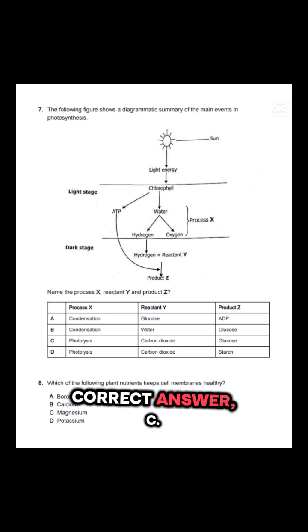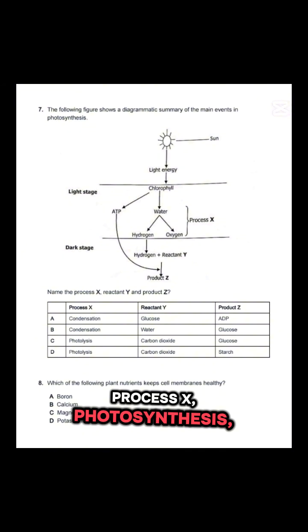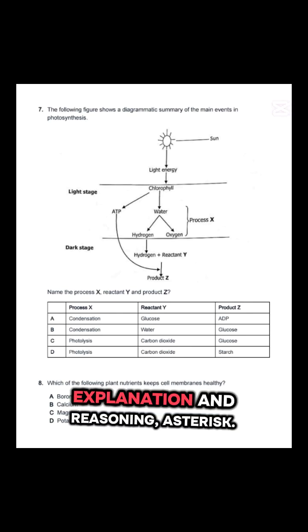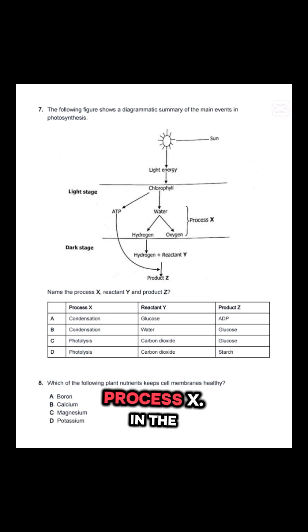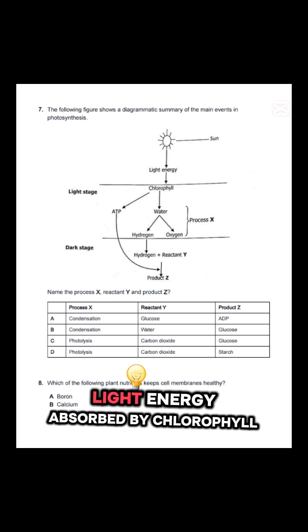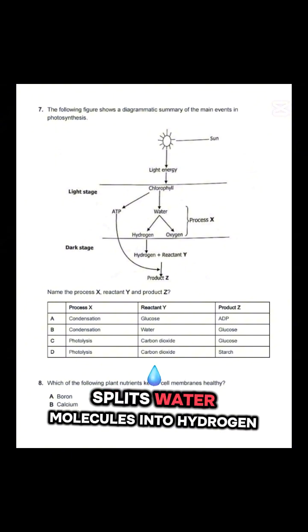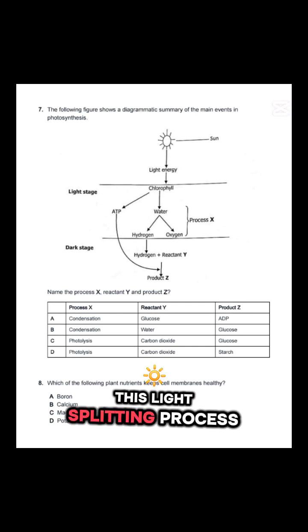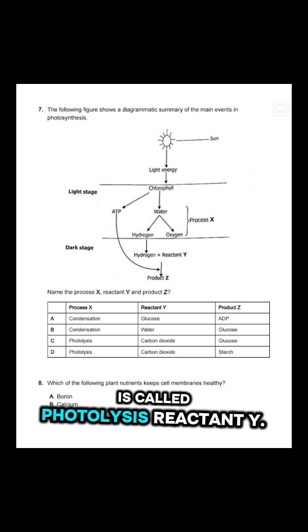7. Name the process X, reactant Y and product Z? Correct answer, C, process X, photolysis, reactant Y, carbon dioxide, product Z, glucose. Explanation and reasoning: process X, in the light stage, light energy absorbed by chlorophyll splits water molecules into hydrogen and oxygen. This light splitting process is called photolysis.